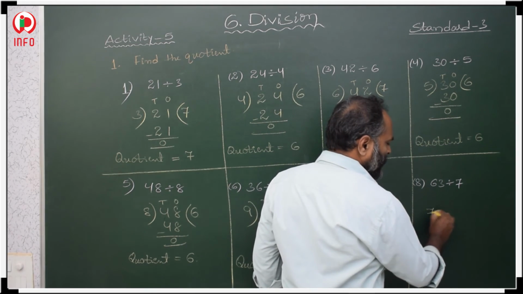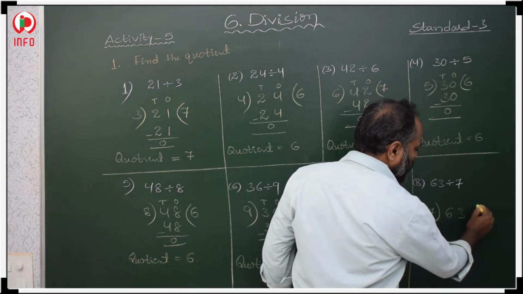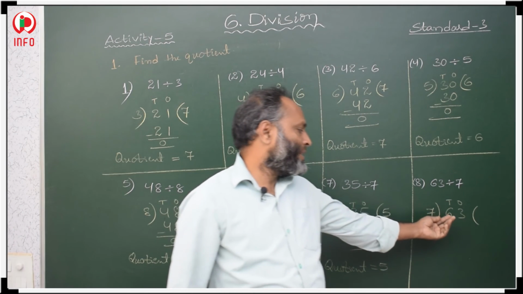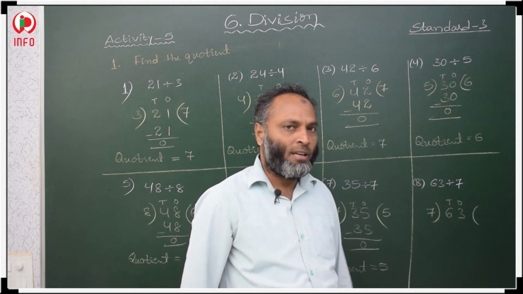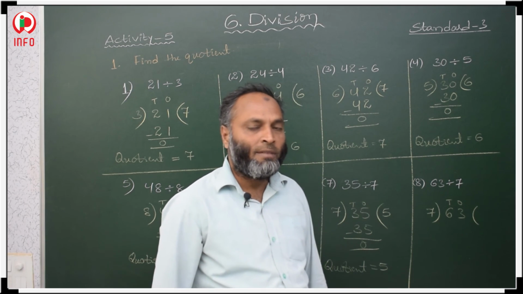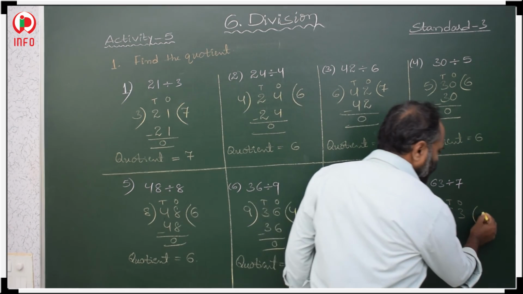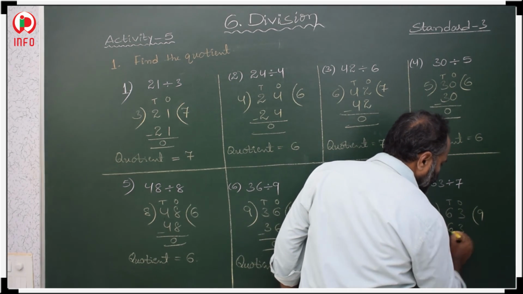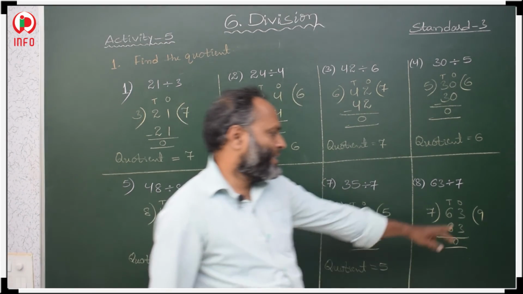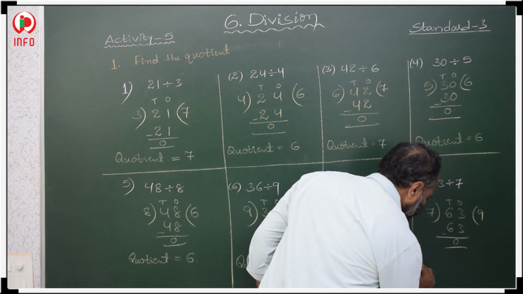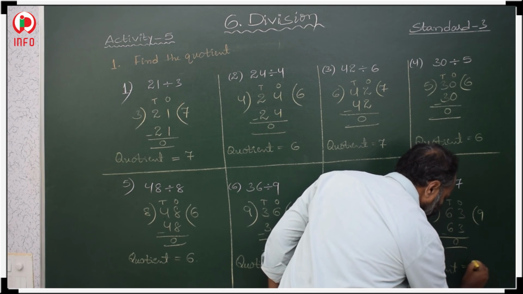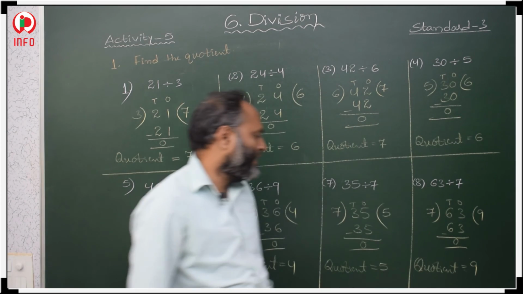Now this 63 we have to divide by 7. 7 is the divisor and 63 is the dividend. This is in ones place and tens place. We compare the extreme left digit with this 7. It is less, so we take 63 at a time. 7 9s are 63. Same number minus same number, the answer is 0. Your quotient is 9. So in this way you have to do it.